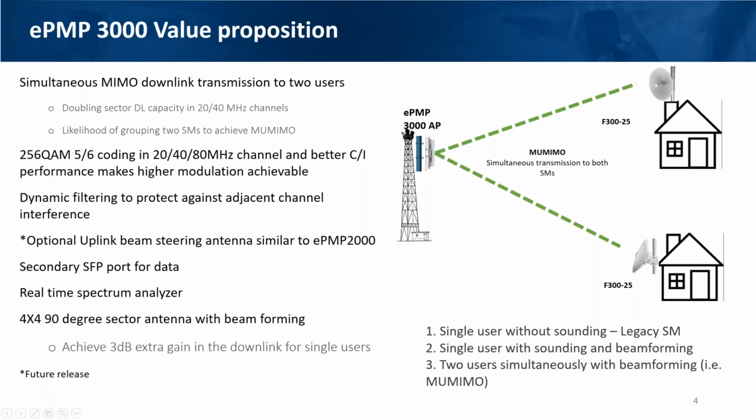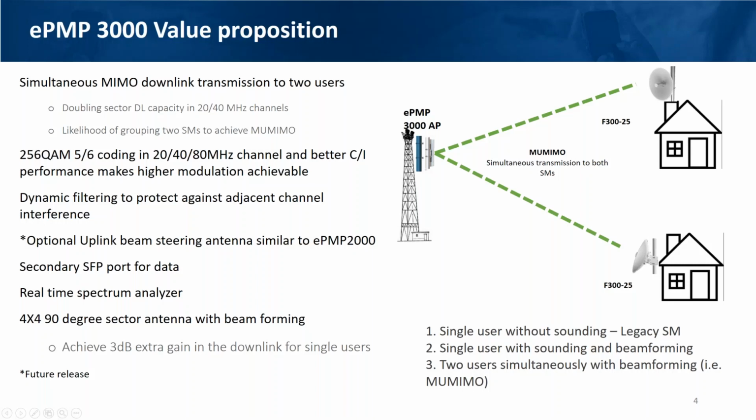The sector antenna that I showed earlier, in this scenario, even if you're not doing multi-user MIMO, one of those subscribers could be benefiting from beamforming. And this is downlink beamforming, where essentially the two 90-degree sectors are formed towards the same subscriber, giving you an additional 3 dBi gain in the downlink.